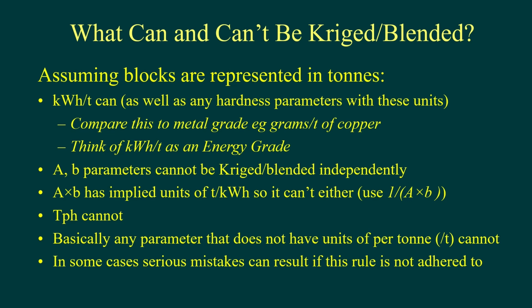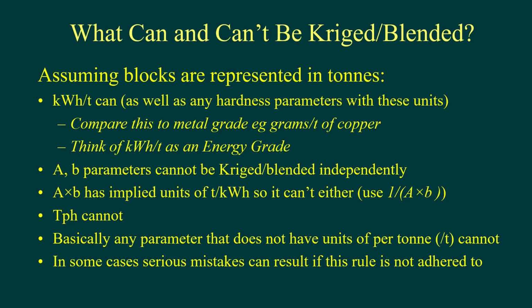Many of you will be familiar with the JK, A and B parameters. They cannot be Kriged or blended independently. A times B is a common parameter used to infer hardness. Its units are tons per kilowatt hour. So because tons are not in the denominator, it can't be Kriged directly. What you can do is invert A times B, and you can then Krige or blend inverted A times B.